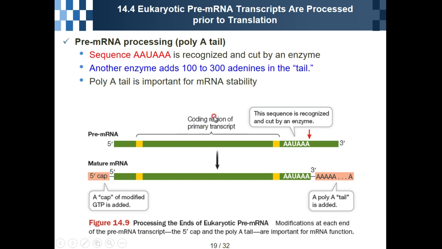If they don't have a tail, they are unstable. So the poly-A tail is important for mRNA stability. This is the poly-A tail, and it also occurs in prokaryotes and eukaryotes.